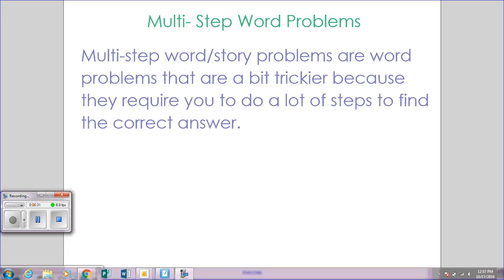Okay? If third graders got everything right, this would be the one thing that everyone has trouble with because there's a lot of different steps. You've got to be careful with multi-step word problems because there's so many steps. So this is what we're going to be working on today.